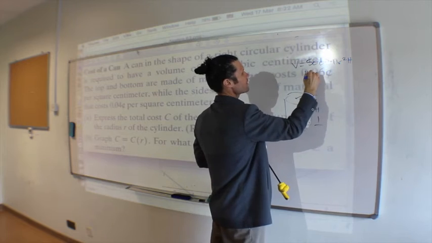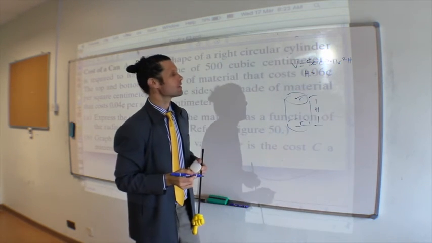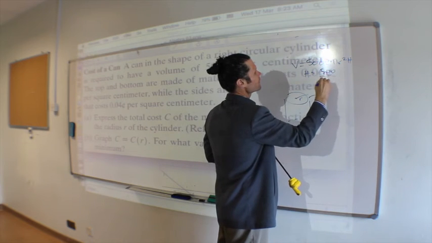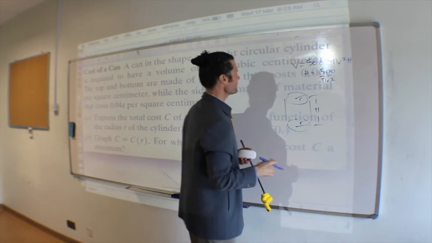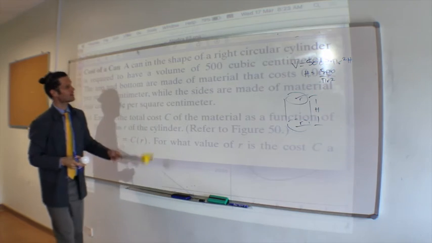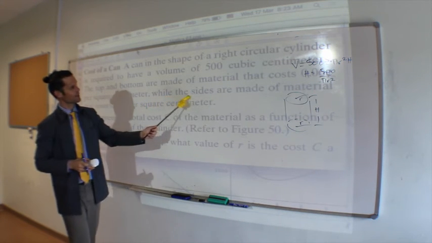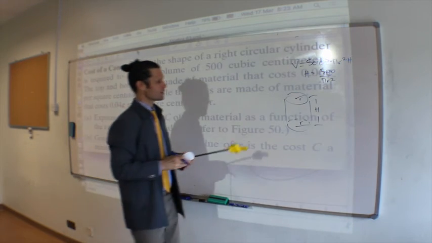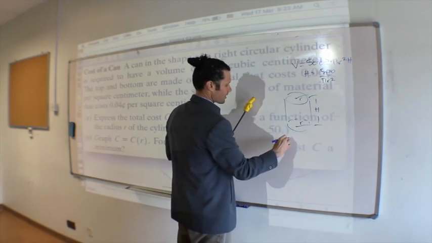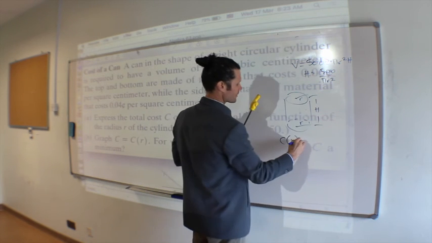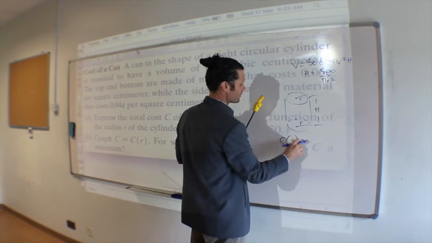Let's just go ahead and solve for h there like we've done in the previous examples. So then h is equal to 500 over pi r squared. So we can find the cost is 6 cents per square centimeter on the top and bottom. The sides are 4 cents per square centimeter. And so our cost as a function of x, we're going to say x is actually r. Cost is a function of r.